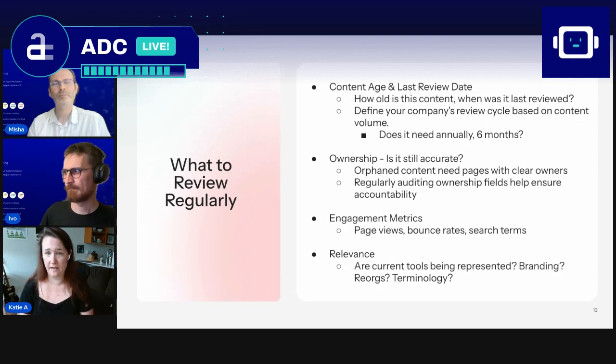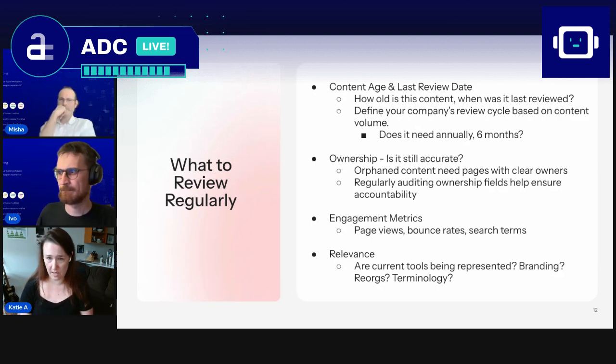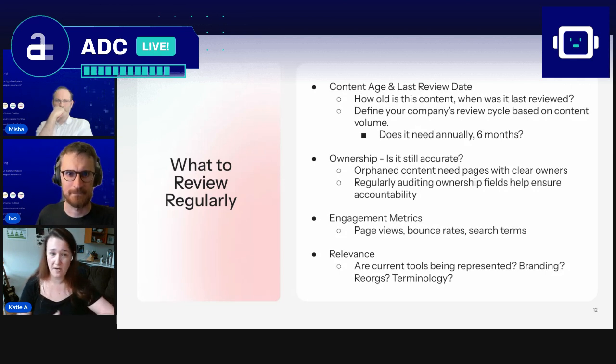And then also defining a cadence of when content should be reviewed: annually, 6 months. It kind of depends how much content you have. We had so much that doing it more than annually was just not really able to be done. And then ownership.